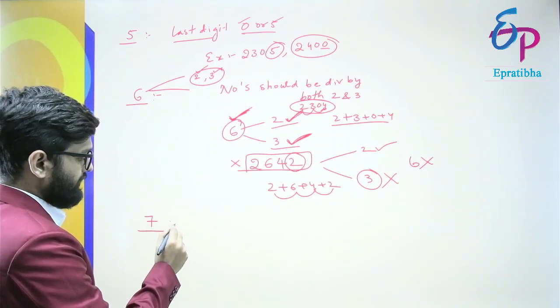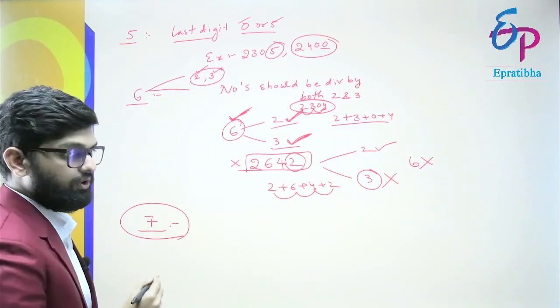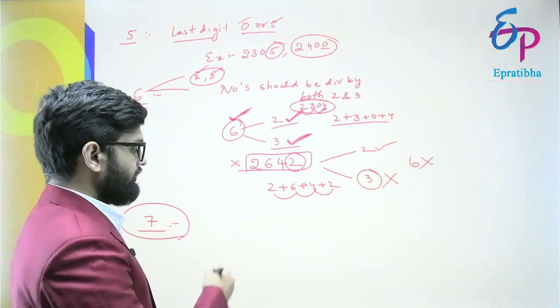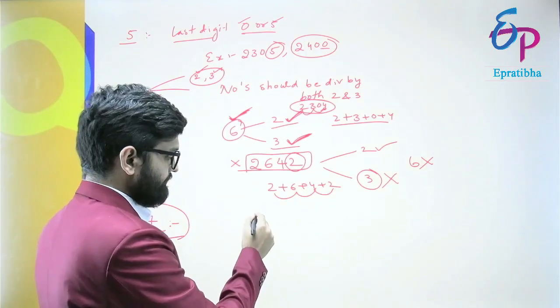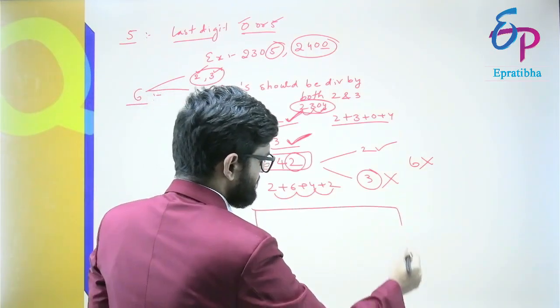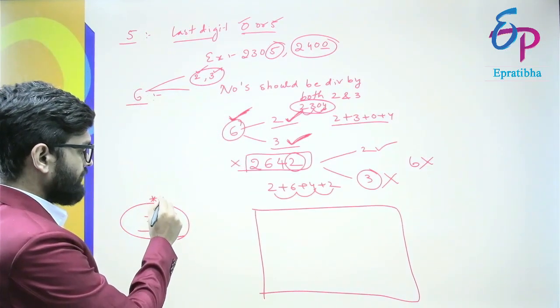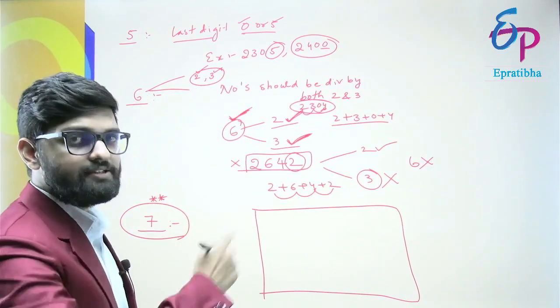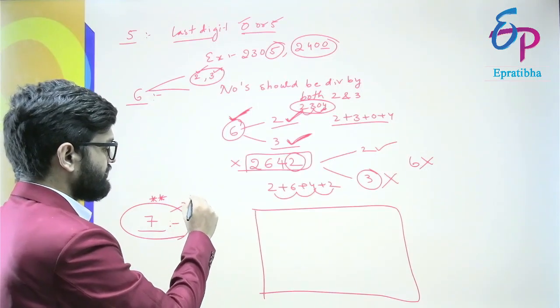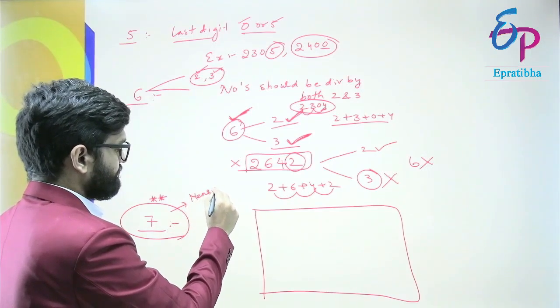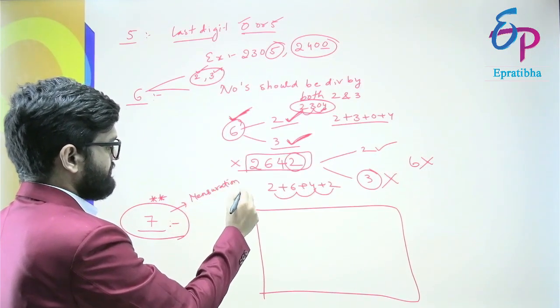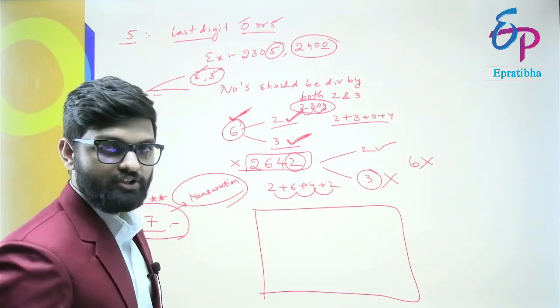Now how can you tell whether a number is divisible by 7 or not? Let me take one example first. It is not that you particularly have to learn 7, but I am telling you because 7 is very important. I told you 4 is very important, right? Like that, 7 is very important when it comes to the mensuration topic. I'll tell you why it is important when we are discussing mensuration.